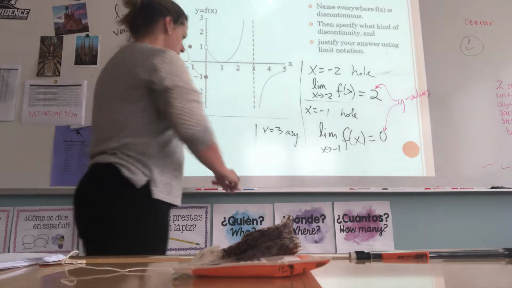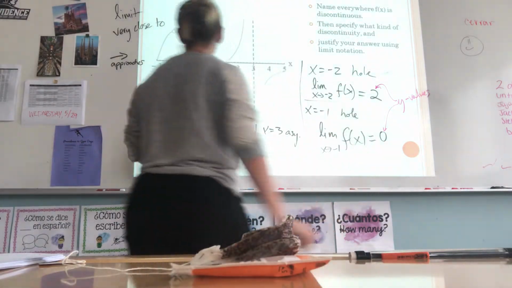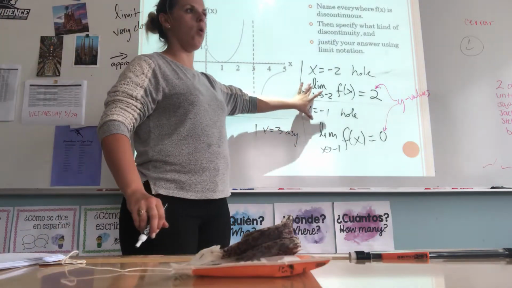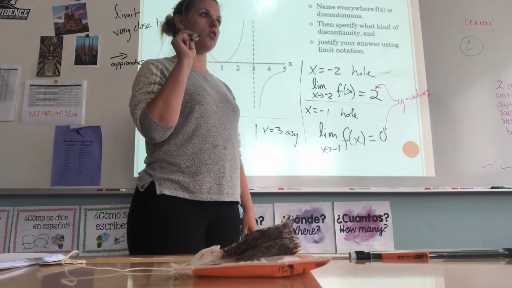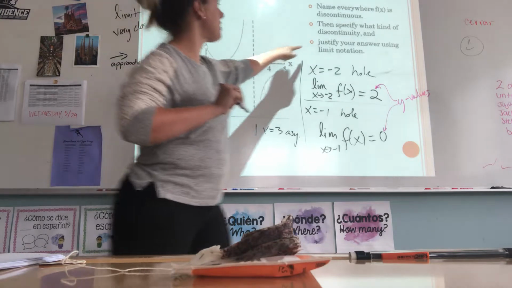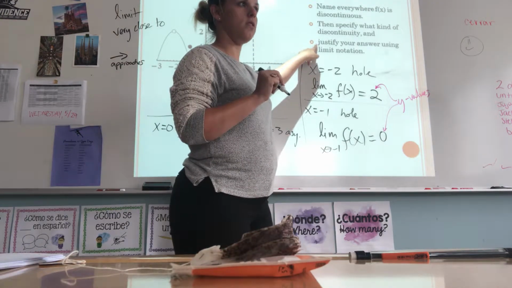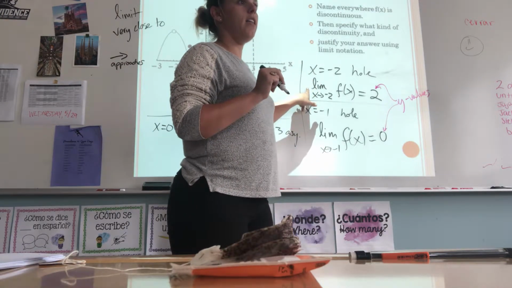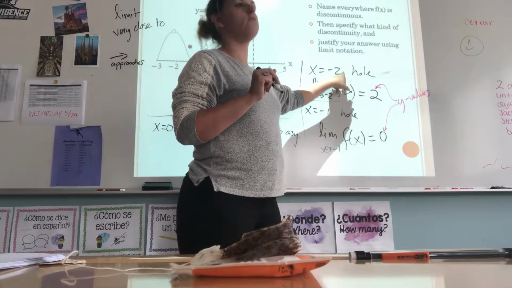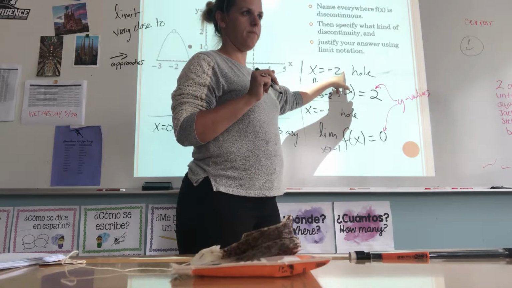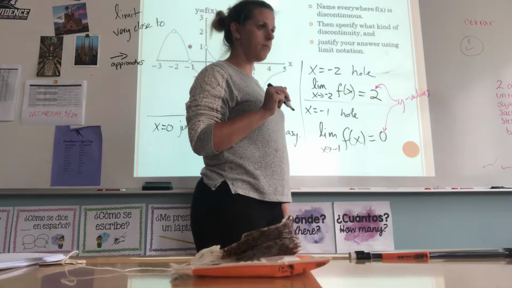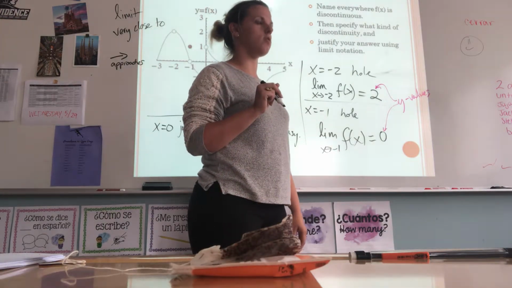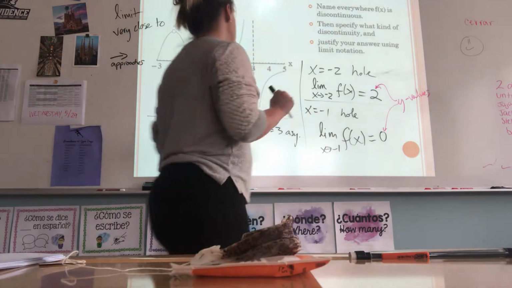0's an x and a y. So let's do a jump. Every hole, when it says justify, the question we just answered was justify your answer using limit notation. This is how you justify that this is a hole. This is on the homework, and it says justify why it's a certain discontinuity. That's how you do it.